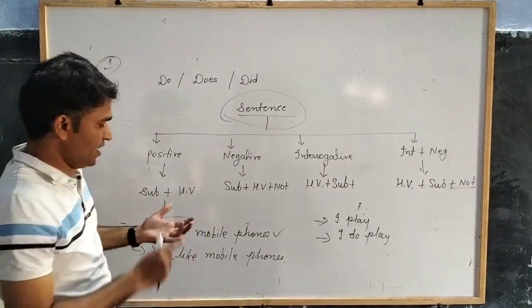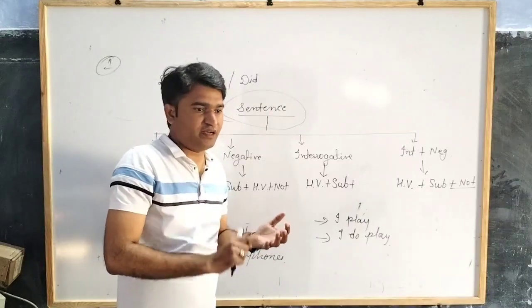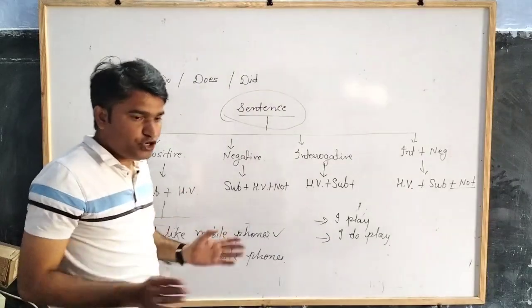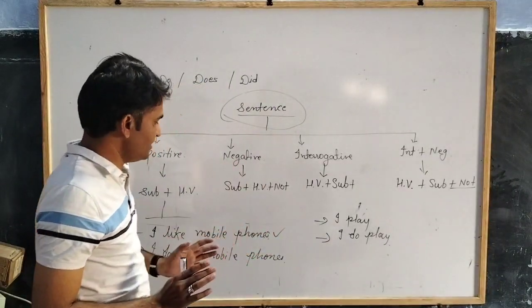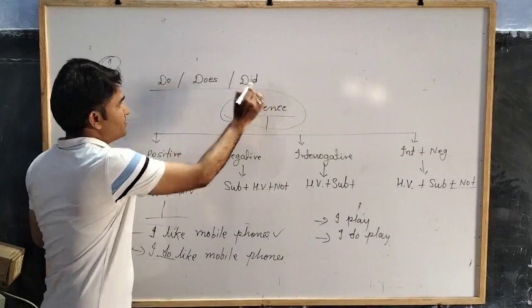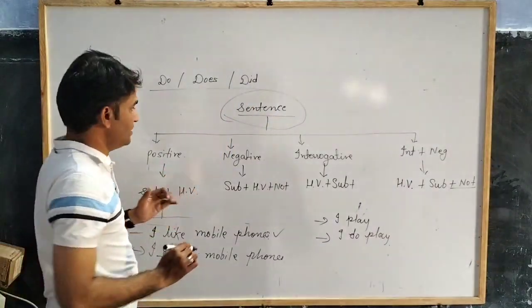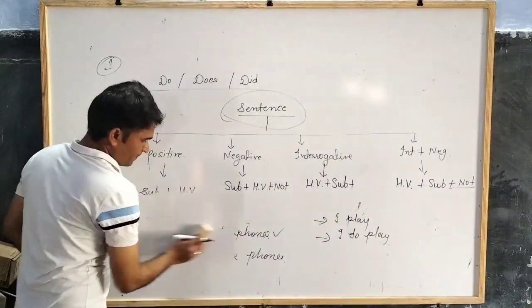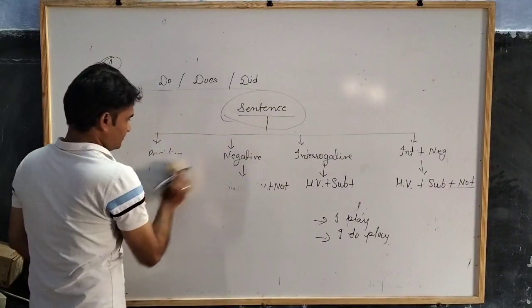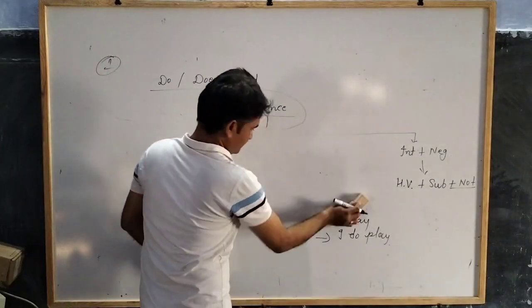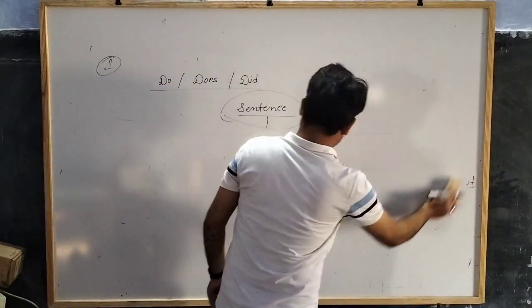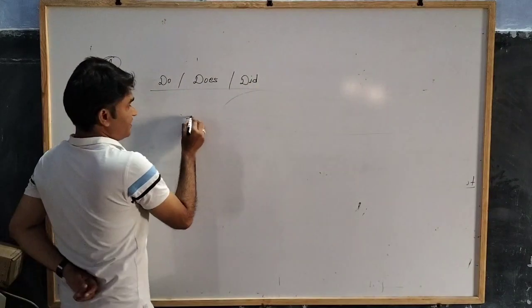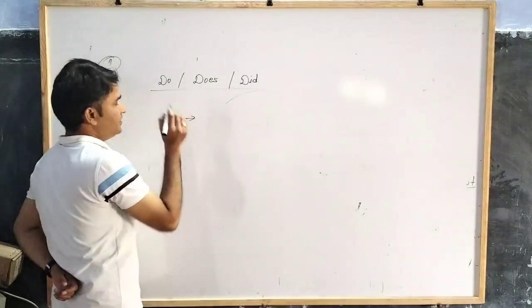There are many helping verbs: is, are, am, was, were, has, have, had. All of these will come. They will not be omitted from the sentences, but these three helping verbs can be omitted from the sentences. Okay, so for 5 minutes I'll explain. Sentence number one, regarding do.